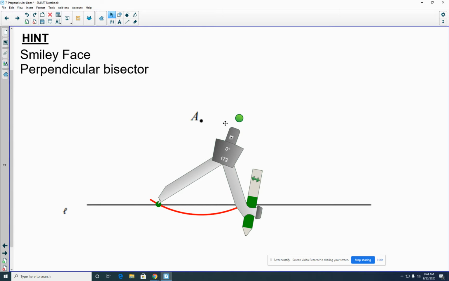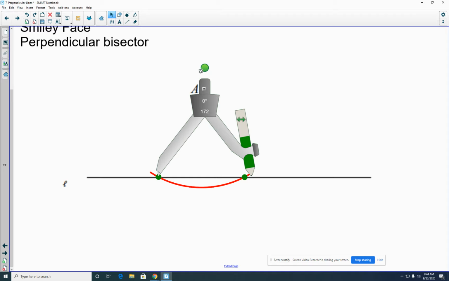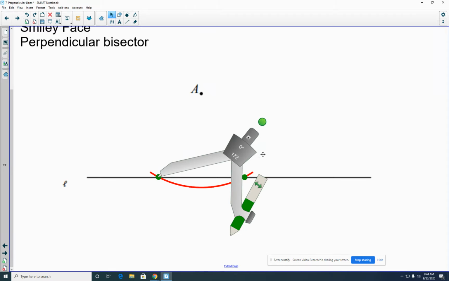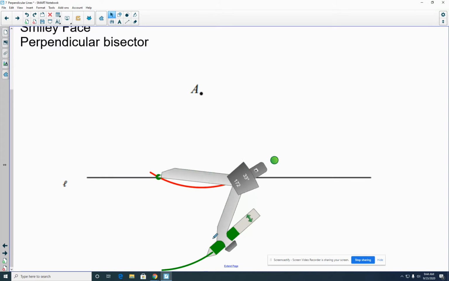Needle on 1 point, open up more than halfway. And it's okay, even if I want to use this compass width, it's fine. Even though it goes past the point, that's actually even better, right? Because it's more than halfway. And remember, I have A over here, so I only need arcs on the other side of my line. So that's only below. So here's 1 arc.